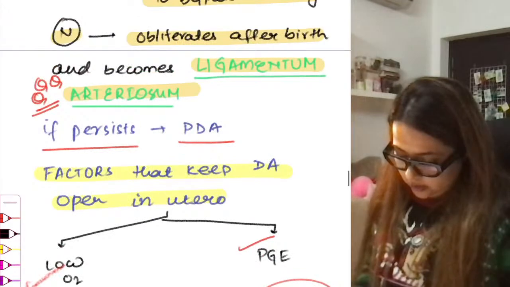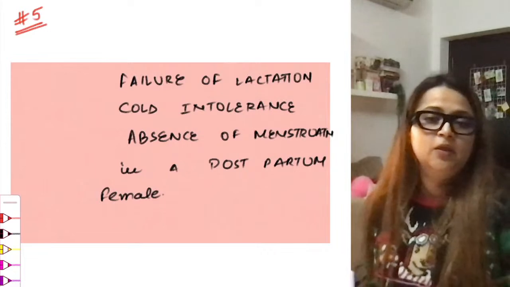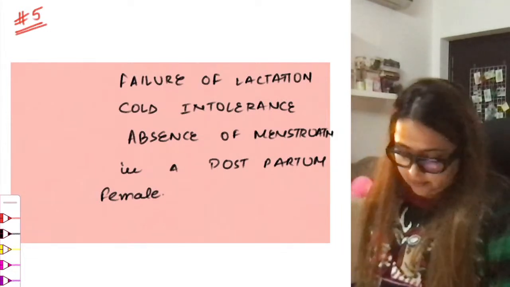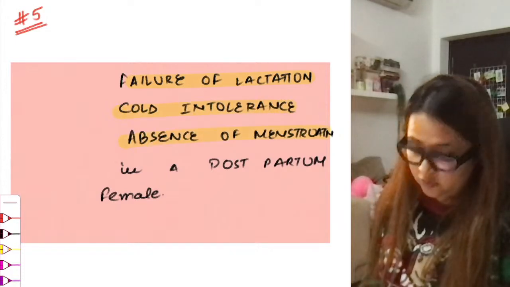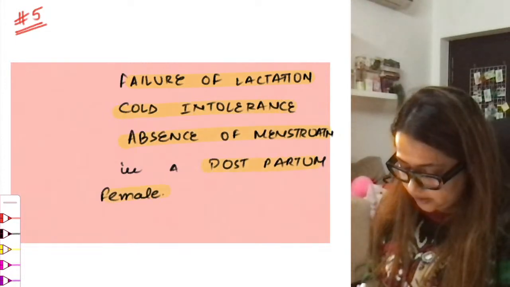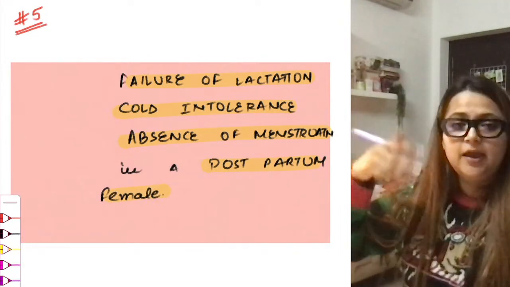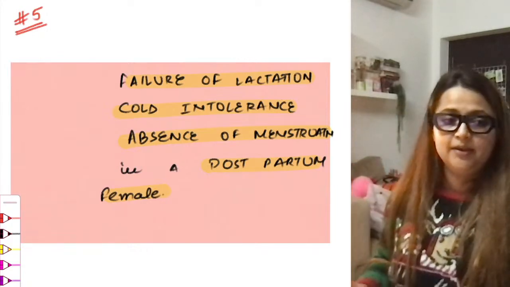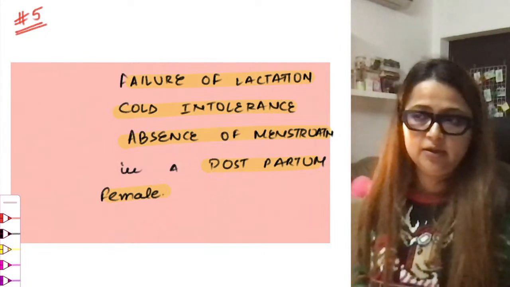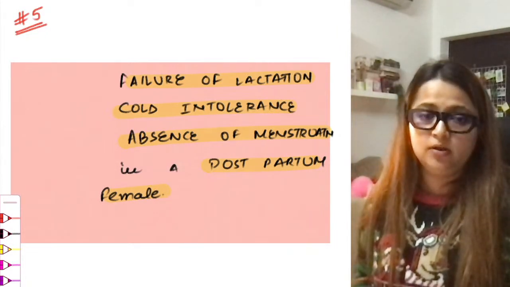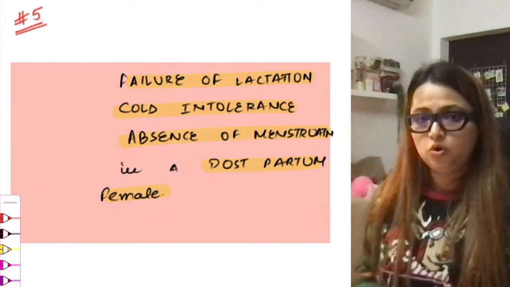Now moving on to the next flashcard. So look here. What if in the question you are given this type of history? Failure of lactation, cold intolerance, absence of menstruation in a postpartum female. So the female gave birth to a baby, and after some time she complains of failure of lactation. She is not able to feed her baby. She is feeling extremely cold, not able to tolerate the cold environment. Then she is not having menses, and ultimately all these symptoms.